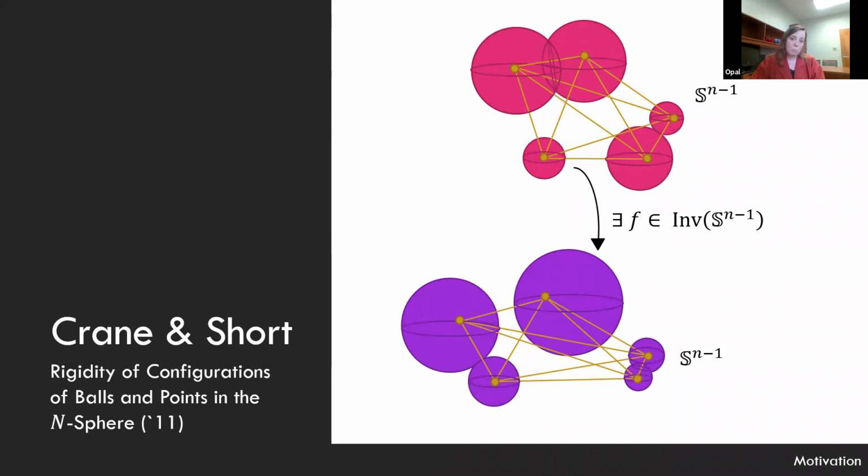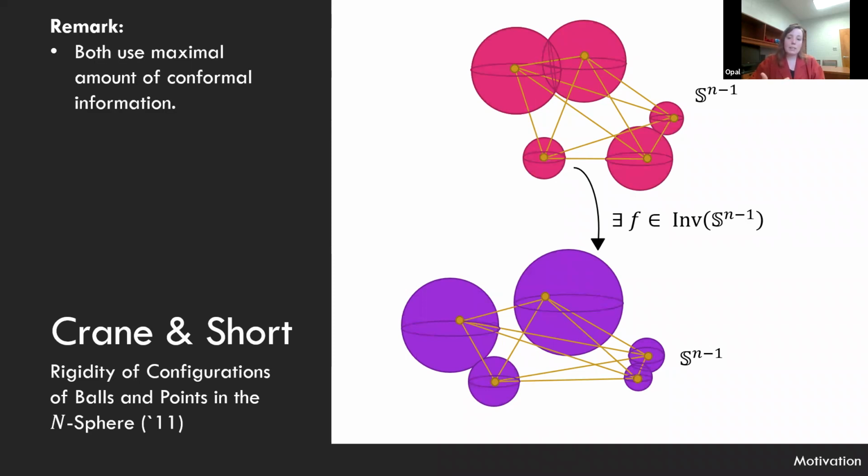And one thing I want to point out is that in both papers, both theorems involve using a maximal amount of conformal information between the collections that you're looking at, which isn't bad. It's just something that I like to look at things. I like to ask the question, how much information can you get away with losing as far as conformal information goes?